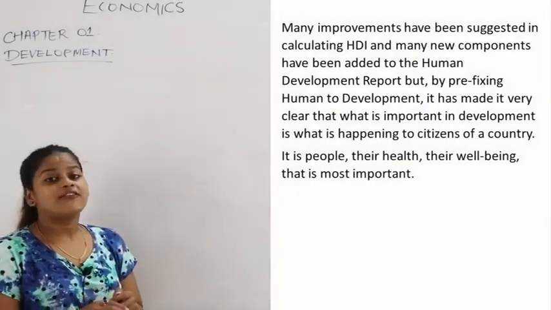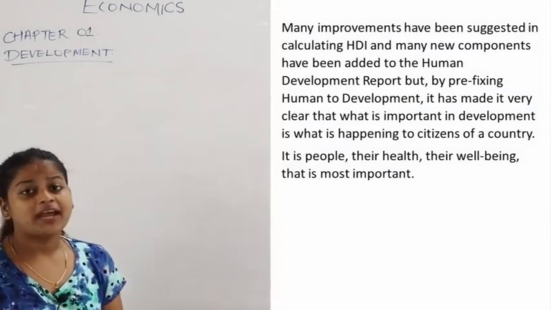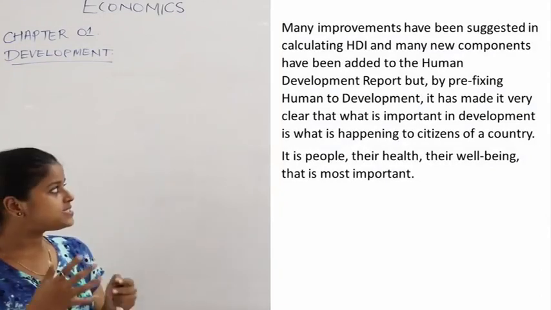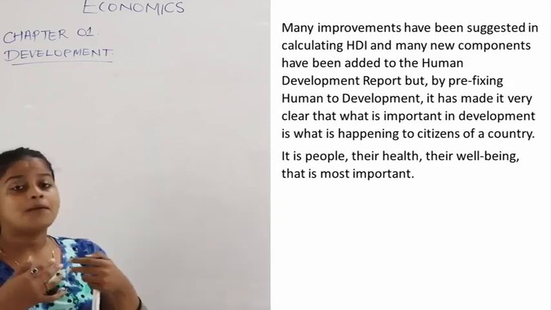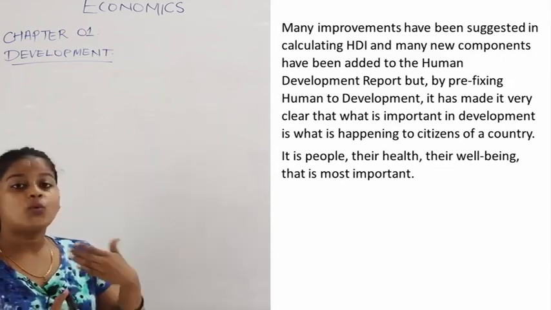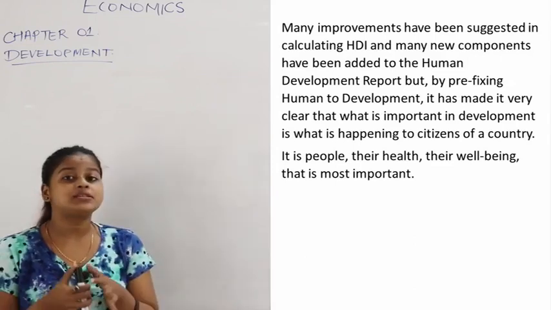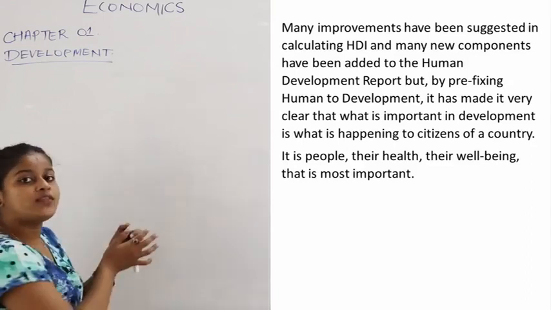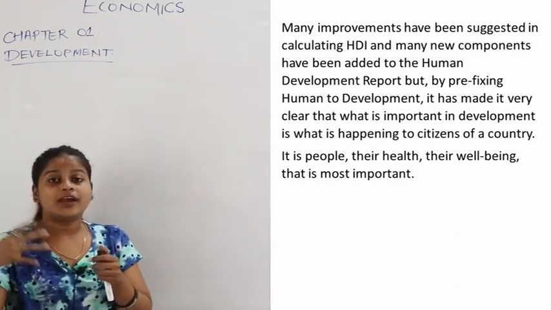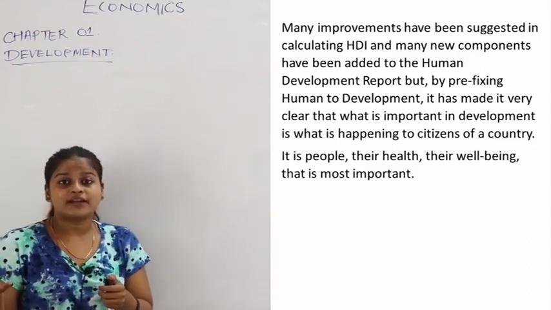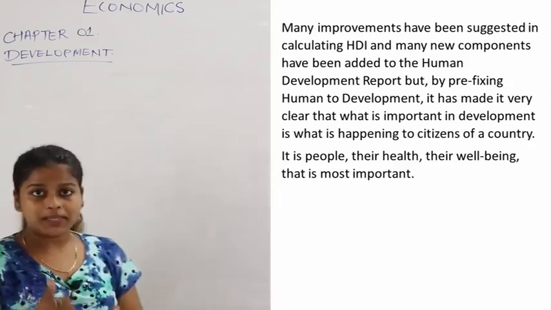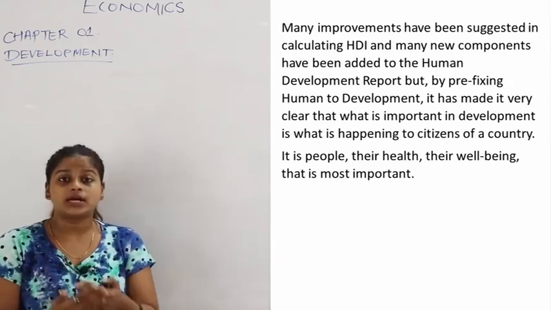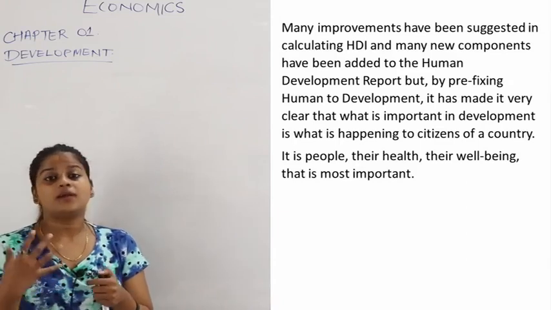Many improvements have been suggested while calculating the HDI and many new components have been added to the Human Development Report. But by prefixing it with human, it has made it very clear that what is more important in development is what is happening to the citizens of the country. Whatever is happening to the citizens will be shown in the development of the country, so it is the people, their health and their well-being that are the important factors we need to consider while making the Human Development Report.